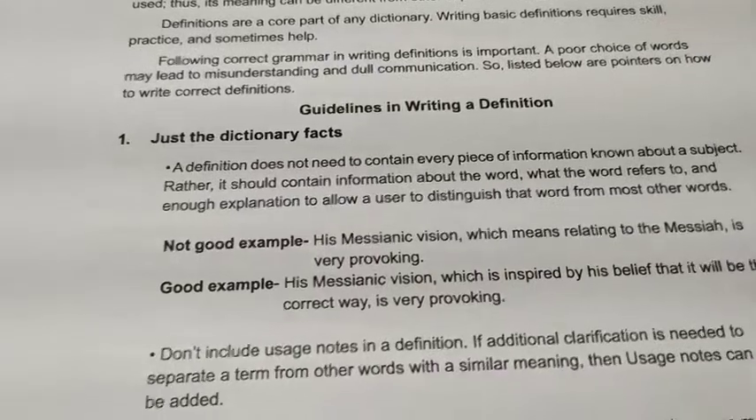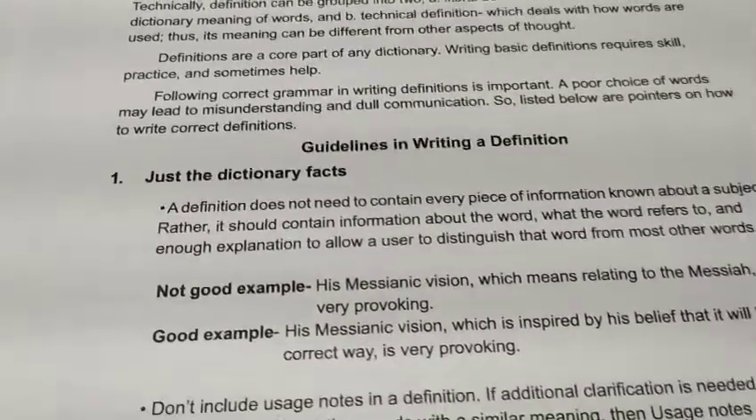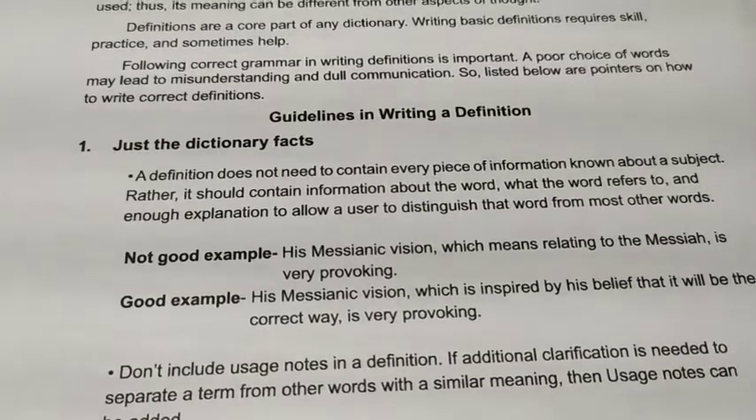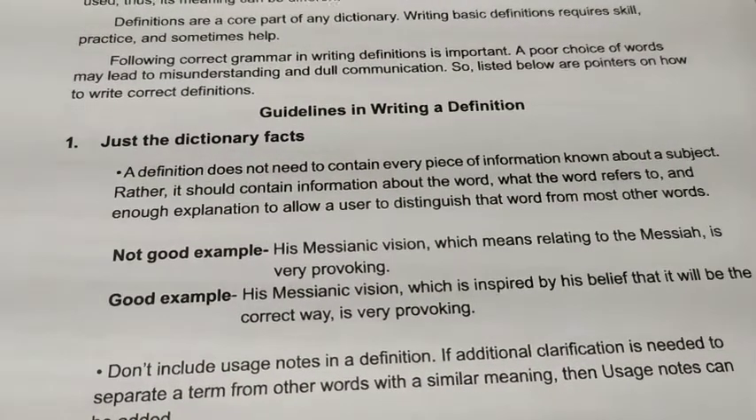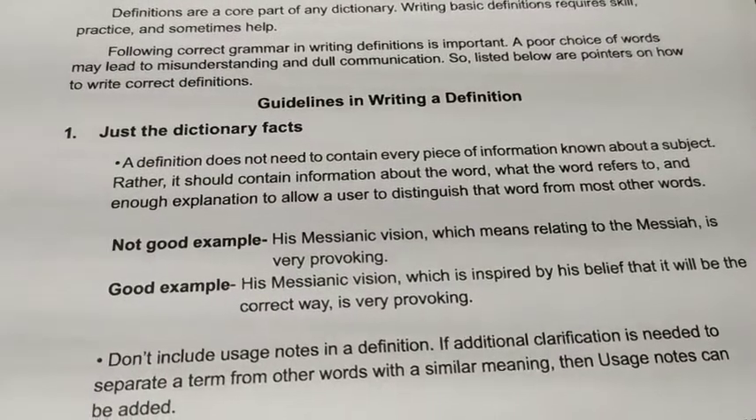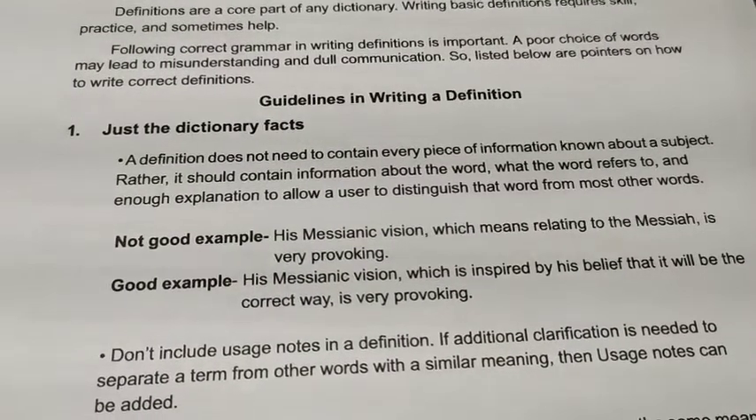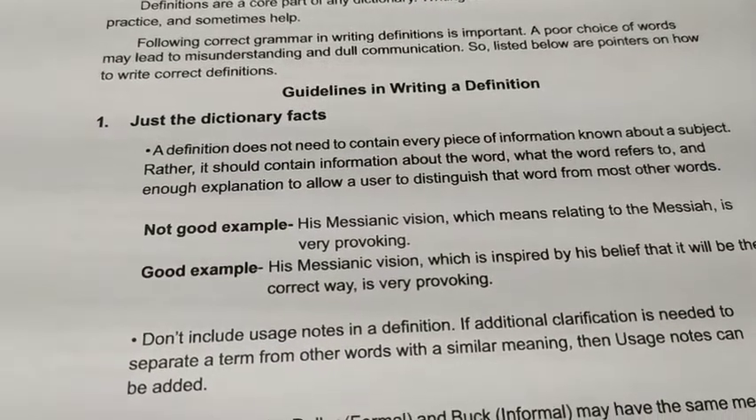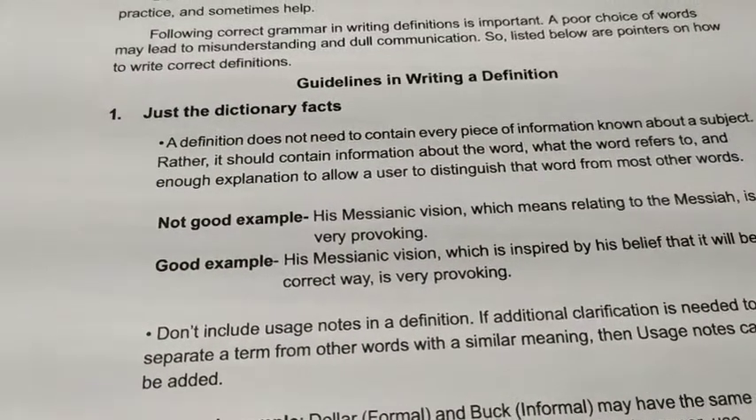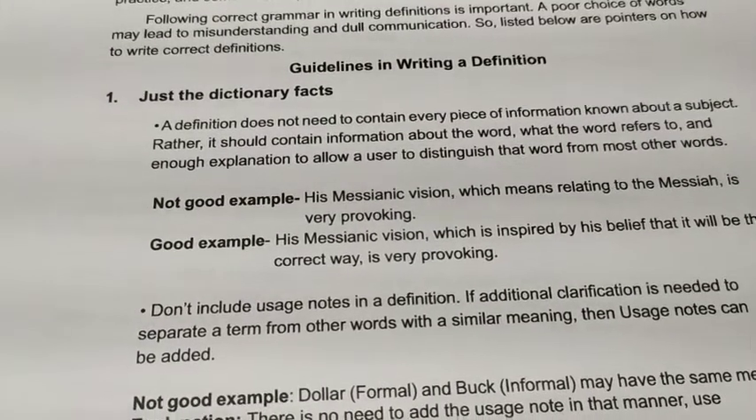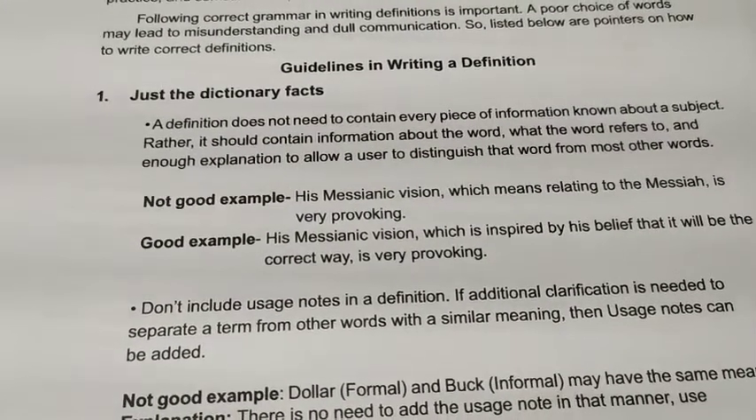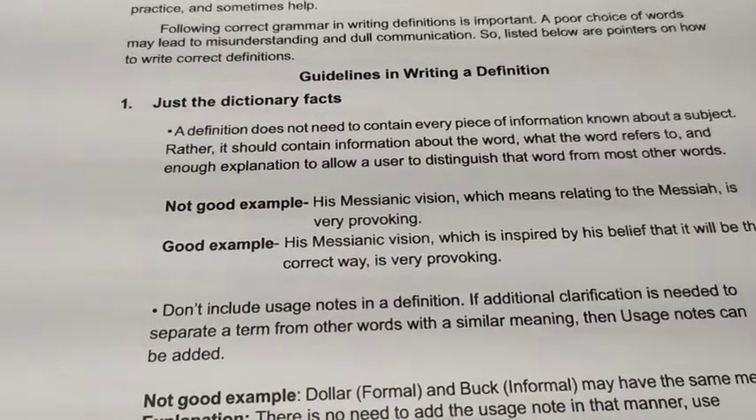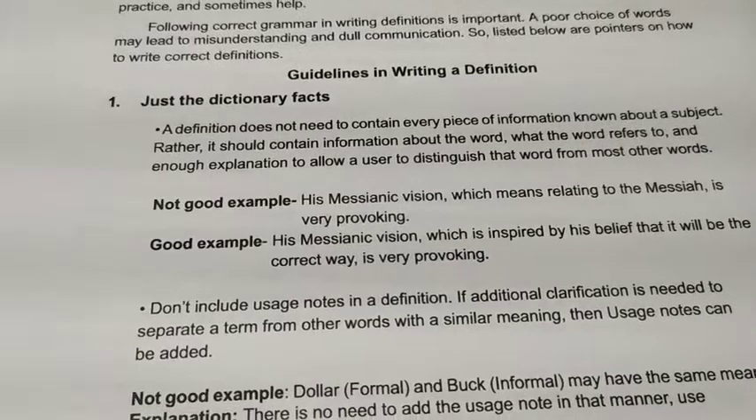The first one will be just the dictionary facts. A definition does not need to contain every piece of information known about a subject. Rather, it should contain information about the word, what the word refers to, and enough explanation to allow a user to distinguish the word from most other words. So in making a definition, you should always emphasize how significant that word is, how different that word is from the other words.